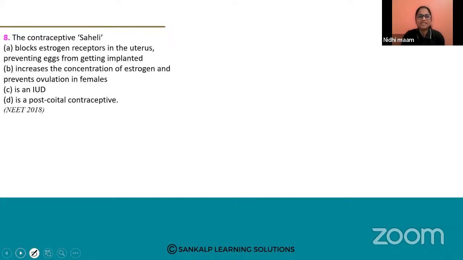Next question. The contraceptive Saheli is released by the government, right? So it is a government contraceptive pill. What is the function of it? Just recall: blocks estrogen receptors in the uterus, preventing eggs from getting implanted, increases the concentration of estrogen and prevents ovulation in females. It is an IUD. It is a postcoital contraceptive, meaning after sexual intercourse, it acts as a contraceptive. So, which is the right answer for this?